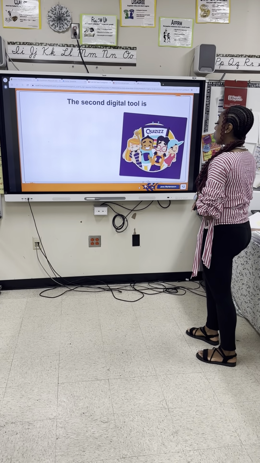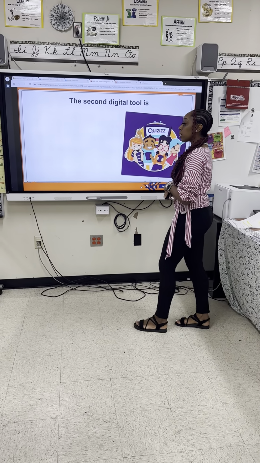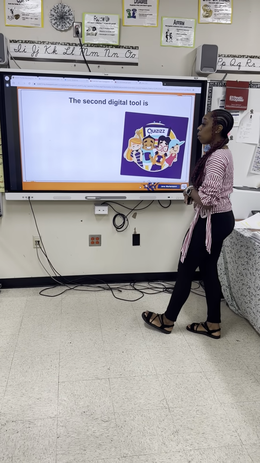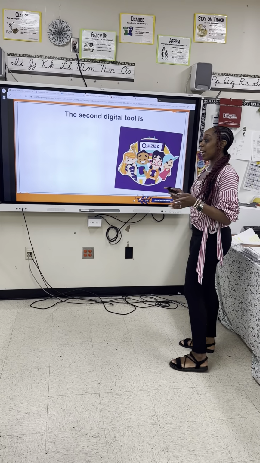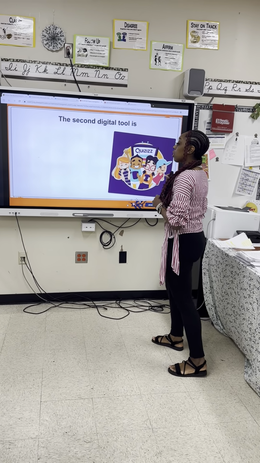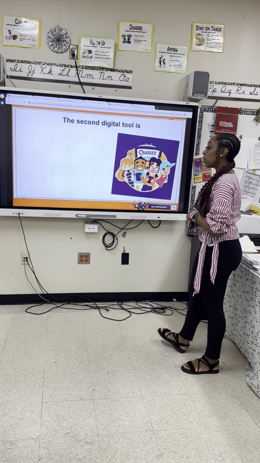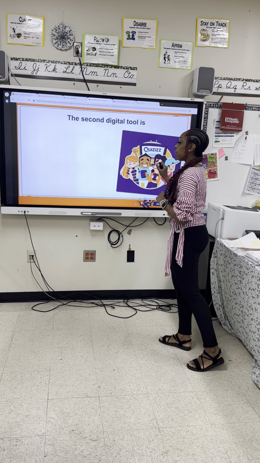The second digital tool is Quizzes. Quizzes support students in developing their own higher order questioning skills, stimulate discussions, and promote inquiry and critical thinking by enabling students to take ownership over their own learning and to reach their specific skills.